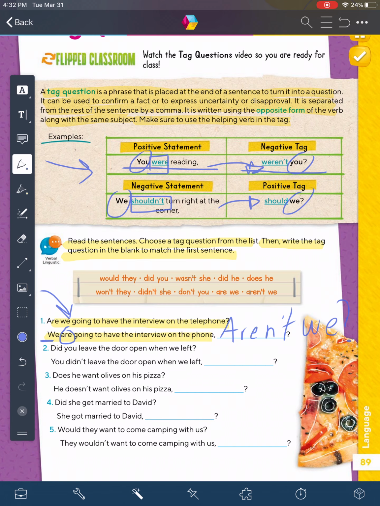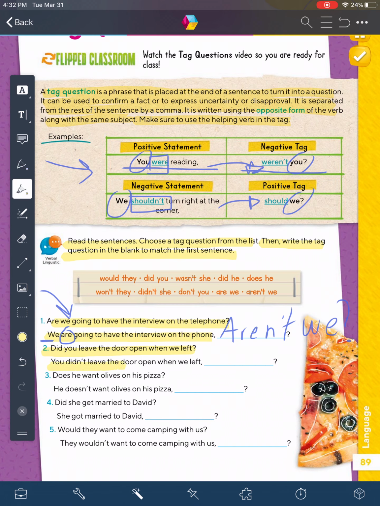Notice that I use the same verb and the same subject, but in the form of a question and in the opposite form, which is negative. Okay? Now, I'll read the next one for you, and I want you to try to do it on your own. Okay? Did you leave the door open when we left?